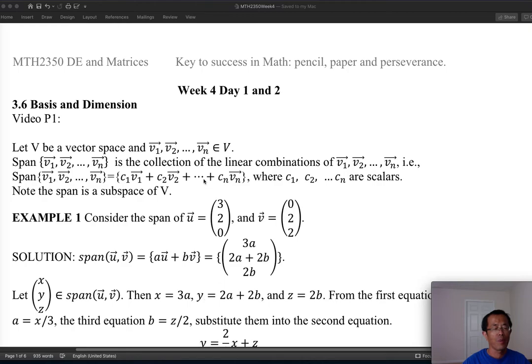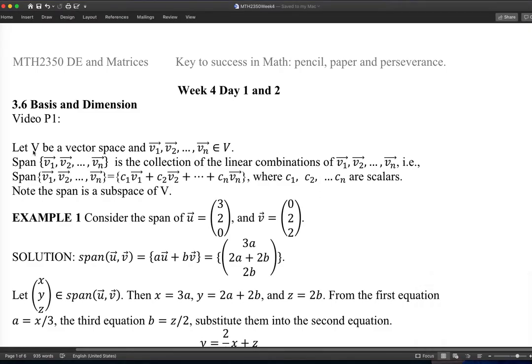First, the concept of linear combination. Let's say V is a vector space. Remember vector space? A vector space is basically a set with two operations, and it must be closed under scalar multiplication and vector addition. So V is a vector space.